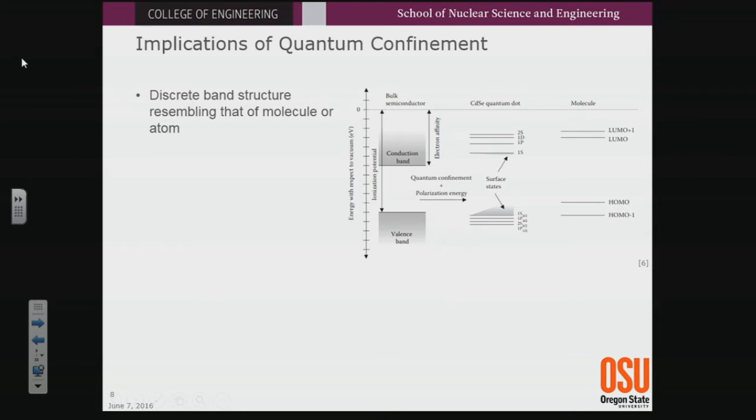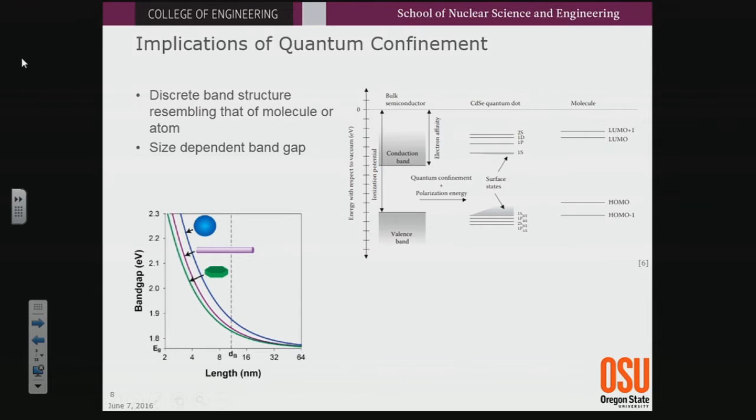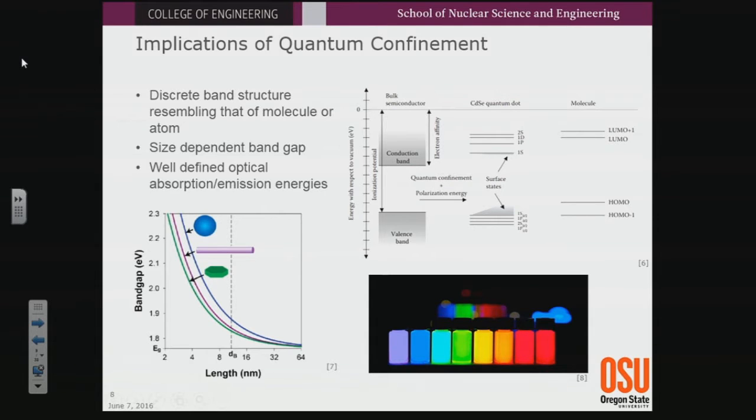And so we get some pretty interesting things when we discretize their electronic states. One thing is that size-dependent band gap I was talking about. We have some nanostructures here, and we see that as we make them smaller, the band gap starts to increase. We could use size selection techniques, and if we size select, we can engineer the band gap essentially, which is a very cool thing. Following from this, they're all cadmium selenide, we have well-defined optical absorption and emission energies.